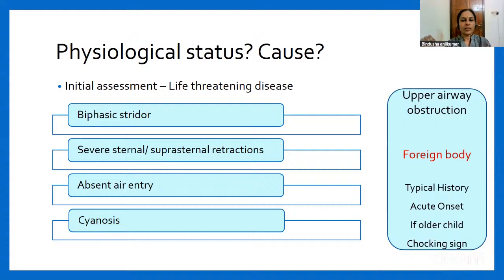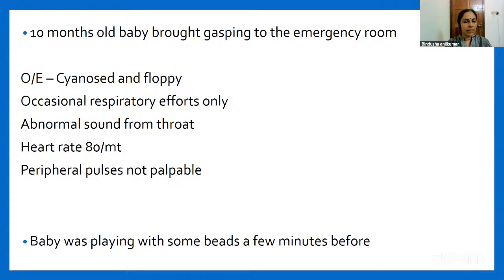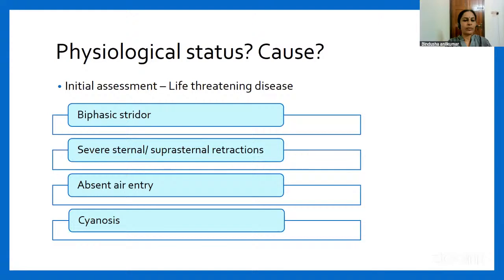This child is actually not only in respiratory failure, this child is going into cardiorespiratory failure because as you can see, this child has a heart rate of only 80 per minute and peripheral pulses are also not palpable. So this is a respiratory failure which is going into cardiorespiratory arrest. So what will you do for this patient? Will you start bag and mask ventilation or will you do something else?